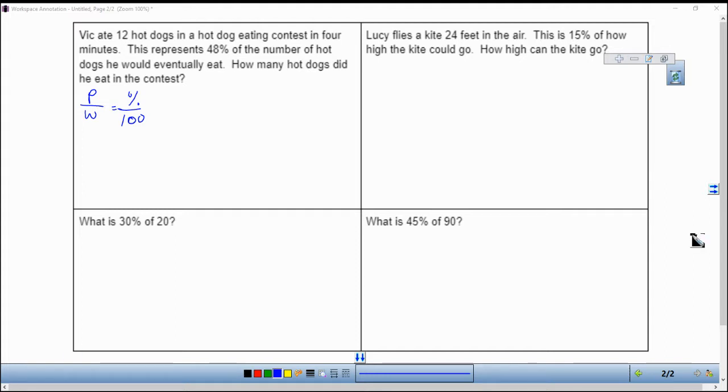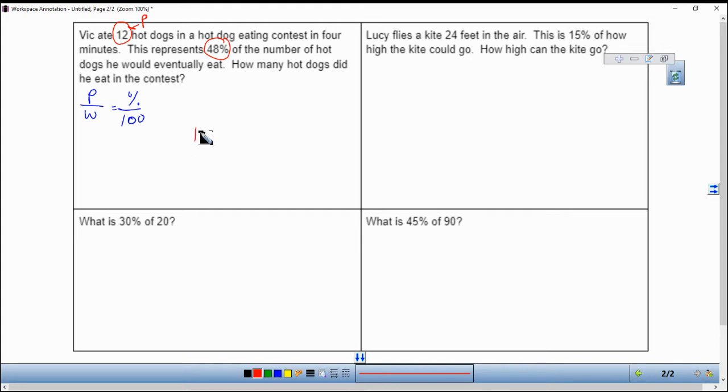All right, so if we look at this problem here, it says Vic ate 12 hot dogs in a hot dog eating contest in 4 minutes. This is 48% of the number of hot dogs he would eventually eat. How many hot dogs did he eat in the contest? So the key thing here is to figure out what we are working with. Are we working with the part, percent, or the whole? Well, 48 is the percent. That's for sure. And would 12 be all of the hot dogs he ate or just part of them? Well, that's how much he ate in 4 minutes, and we're finding how many he ate in total. So that 12 would be the part.